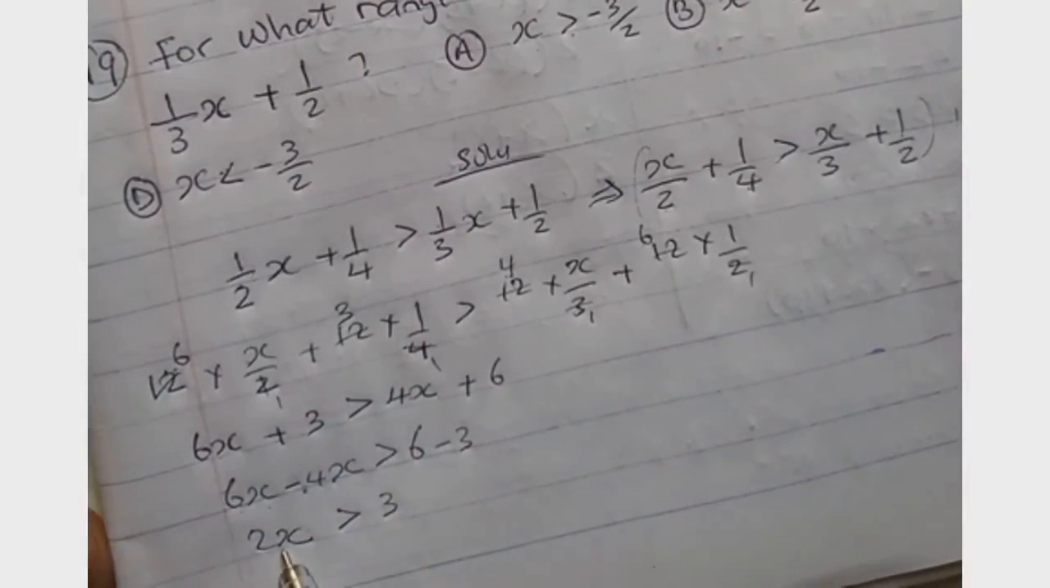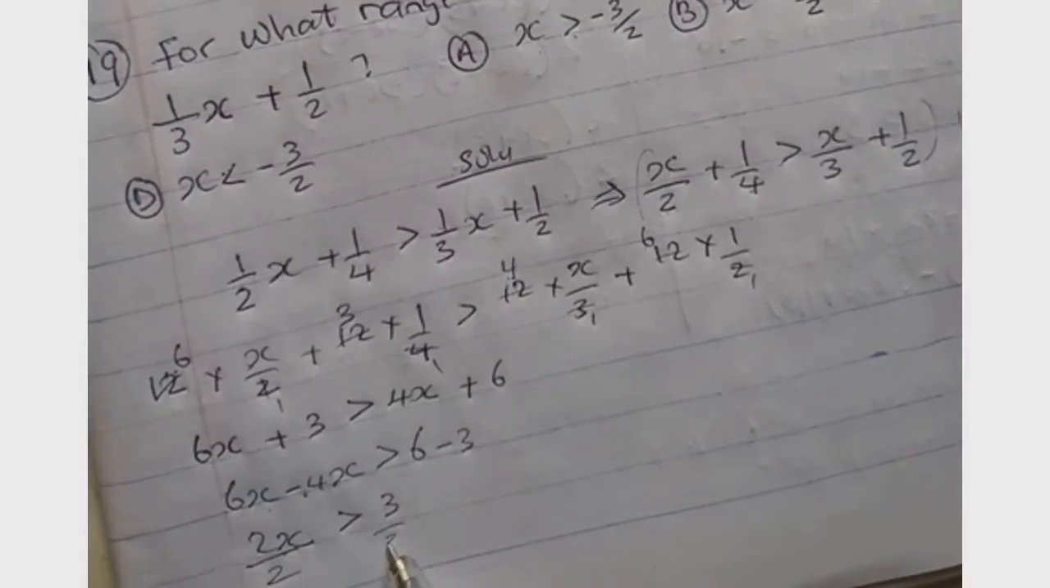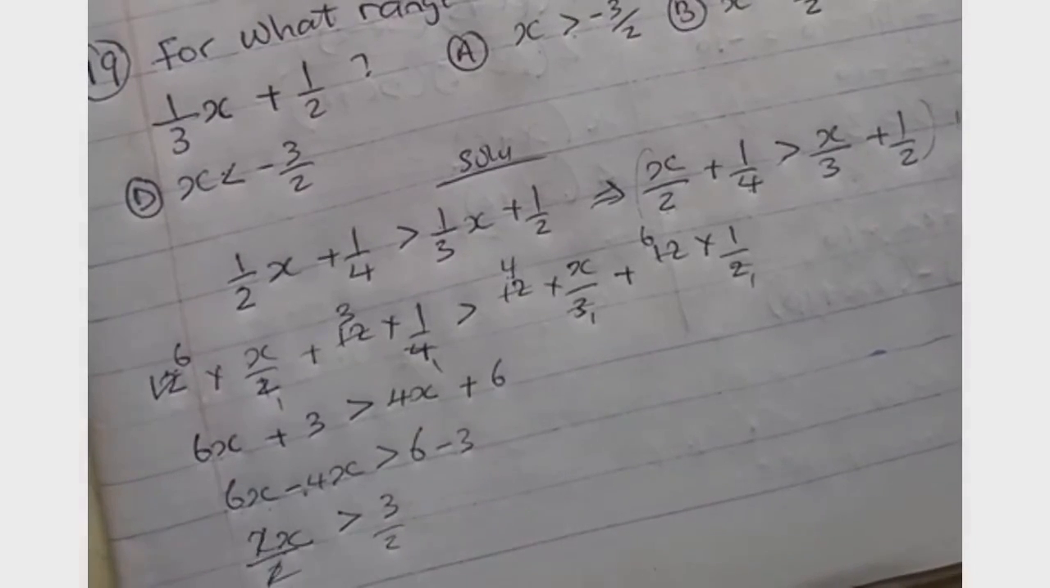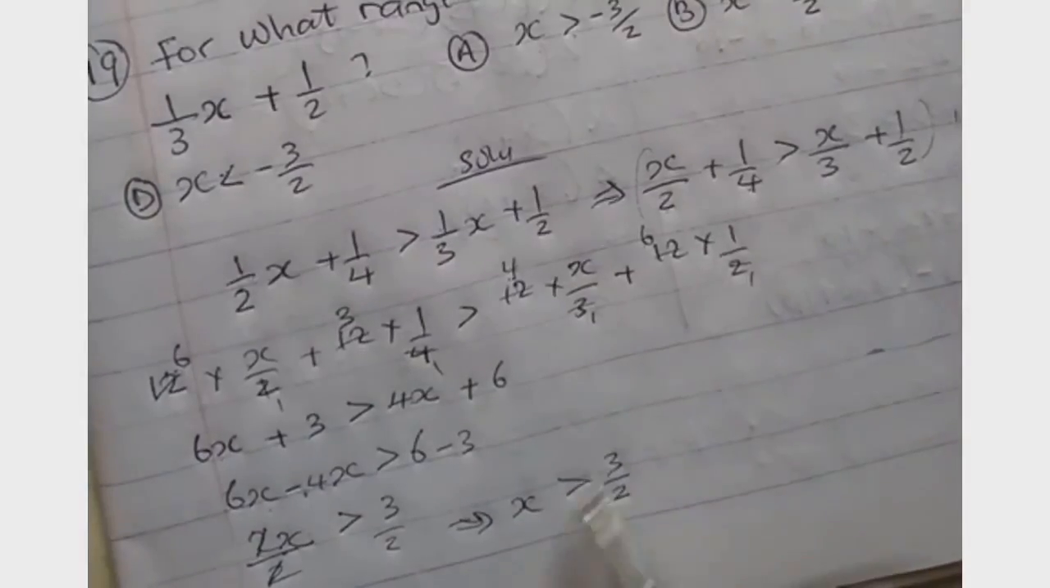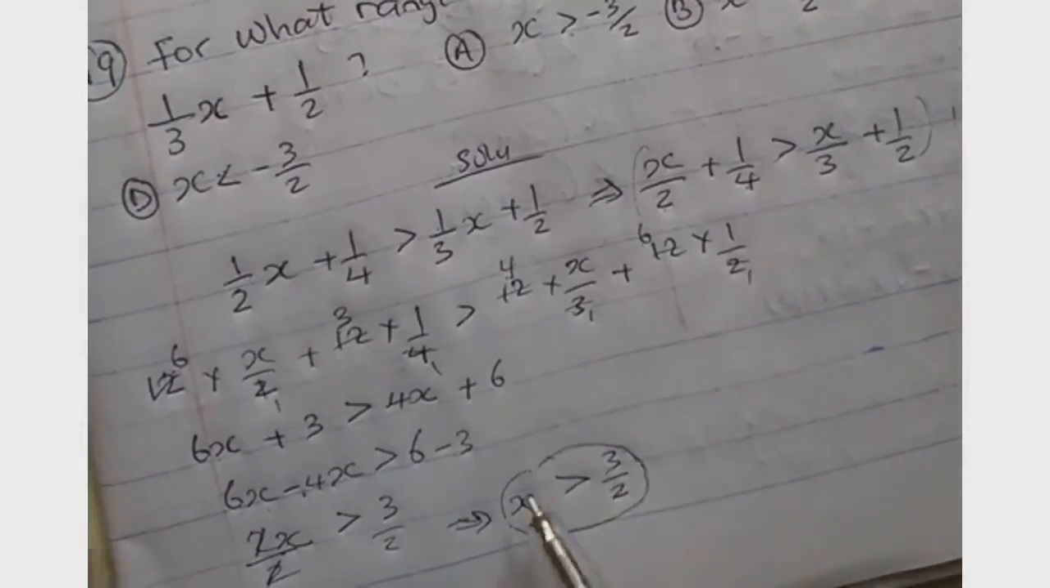So to know the value of this s now, divide both sides by 2. So 2 here 1, 2 here 1. So our s is equal to this. So therefore now, the range of s is greater than 3 over 2. So that is the answer for this question.